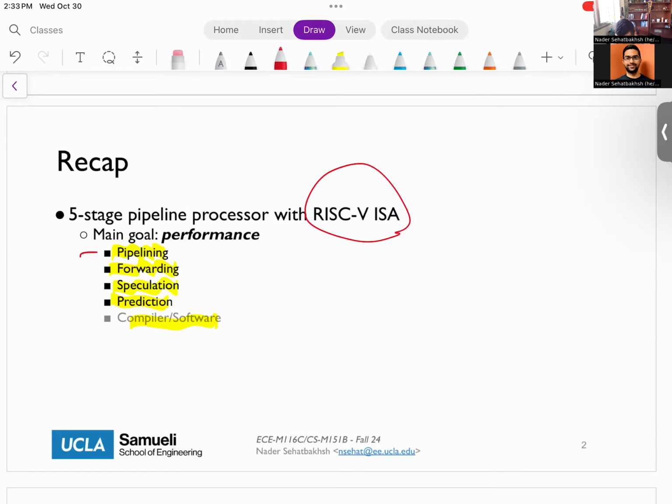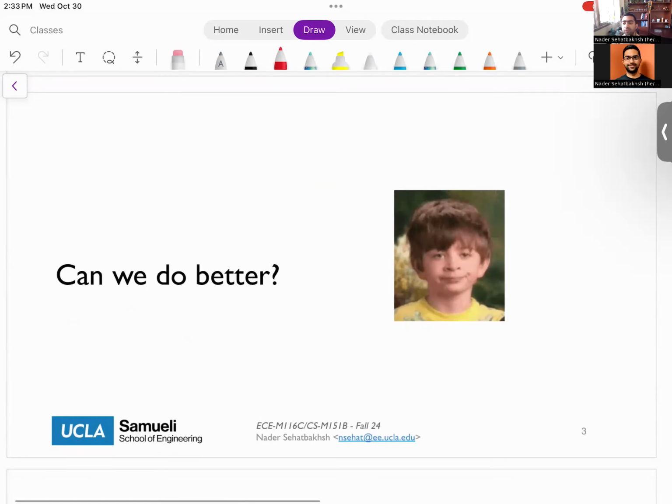But then we started adding lots of optimizations. We started with pipelining, but then we saw that in order to actually make pipelining work, we need to add forwarding, RAW hazard and hazard detection, and all that. Then we ran into control flow problems and branch prediction, and we proposed the idea of speculation and prediction, and that helps us to further improve performance. And then we also talked a little bit about other ways that we can improve this, including the use of compiler and software.